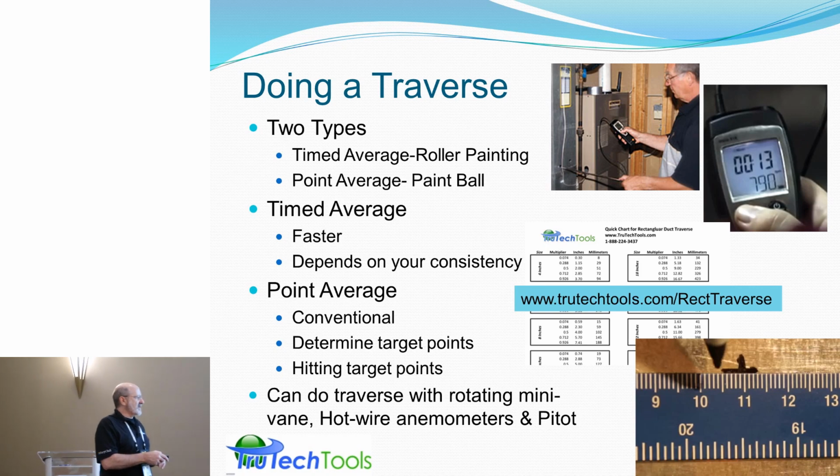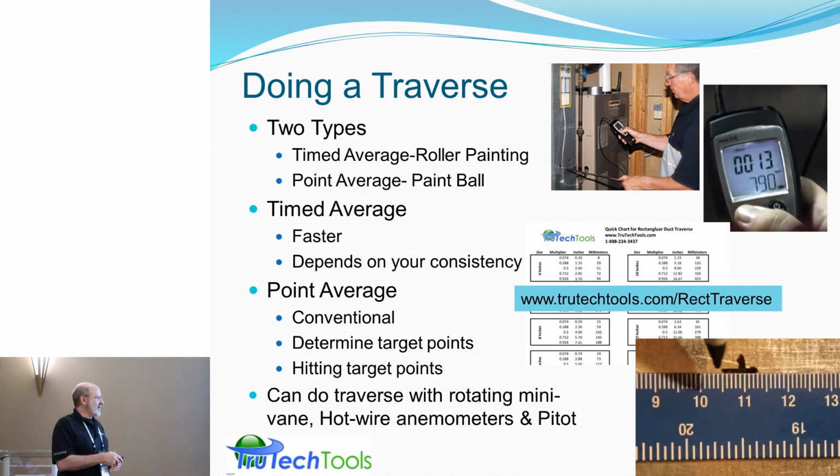You want to hit those target points pretty well, so you need to know where they are. And you can do a traverse with the mini vane, the hot wire, and the pitot, or I shouldn't say you could do it, you need to do it with those. Just some people are acceptable with putting the probe in the center of the duct, oriented for maximum velocity, multiplying by 0.9 and saying that's what it is, because most ducts behave the same way. That's acceptable, but know what you're getting.